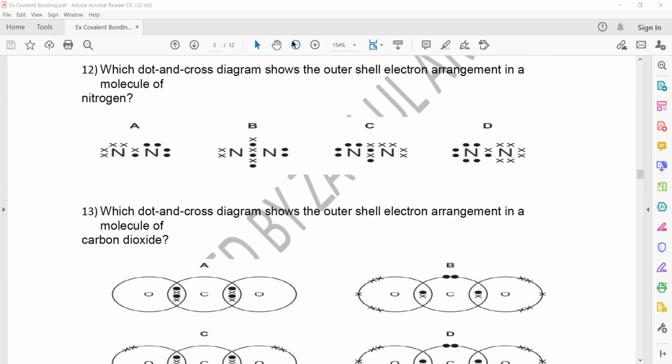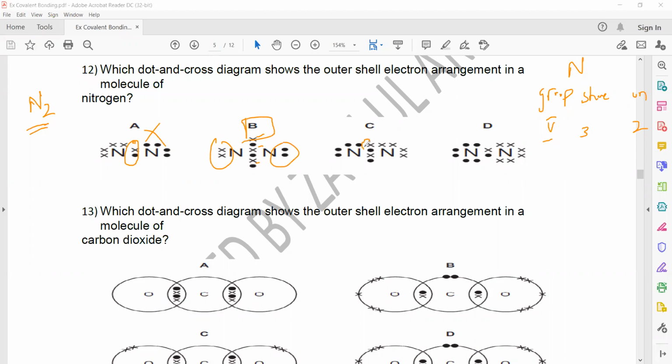Which dot and cross diagram shows the outer shell electron arrangement in a molecule of nitrogen? A molecule of nitrogen means N2. Nitrogen belongs to group 5. As it belongs to group 5, it will share 3 electrons and unshared will be 2. So each nitrogen should share 3 electrons. This one is sharing only one, a pair, one from each, so that's wrong. This one is sharing 1, 2, and 3. So they are sharing 3 electrons from each, and unshared will be 2. So that's why B is the right answer.